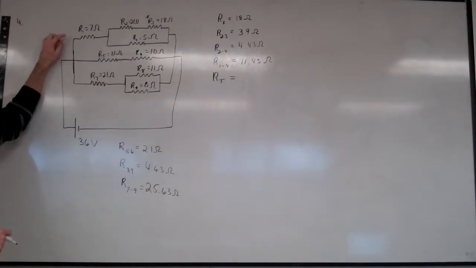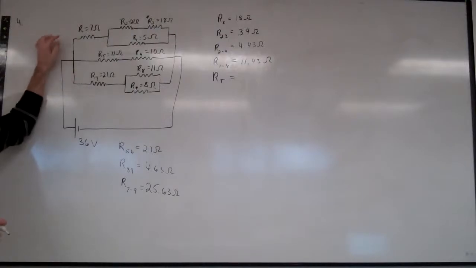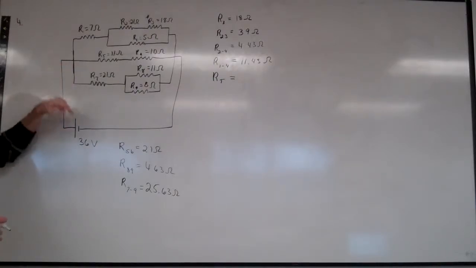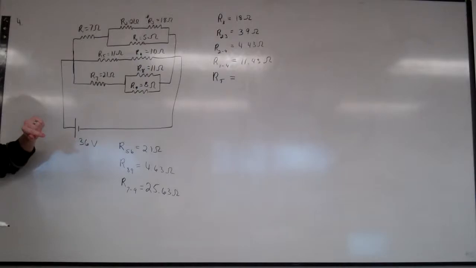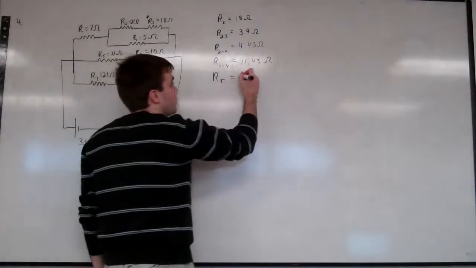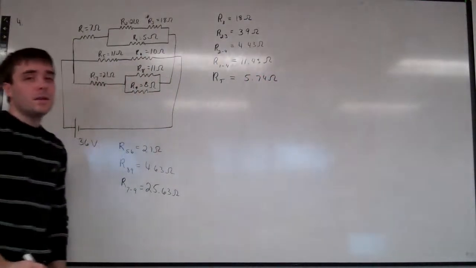Okay, jumping the gun. So we have to do all 3 of these parallel branches together. So we're going to do 1 over R1 through 4, 1 over R5 and 6, and 1 over R7 through 9. So we're going to do 1 over 25.63 plus 1 over 21 plus 1 over 11.43. Take the reciprocal of that. So what do we get for RT? 5.74 ohms. Okay, Abby?